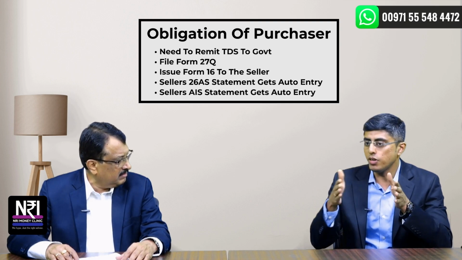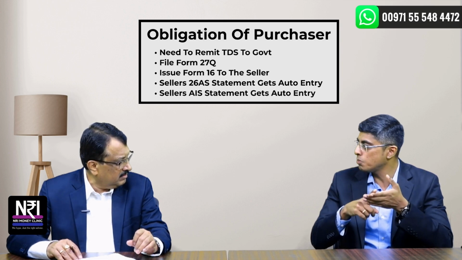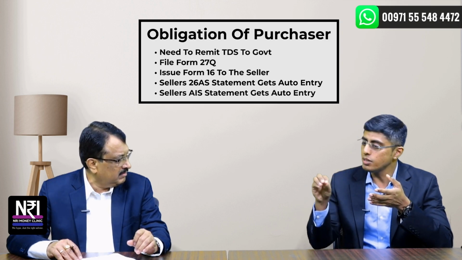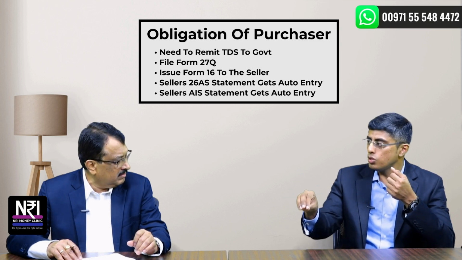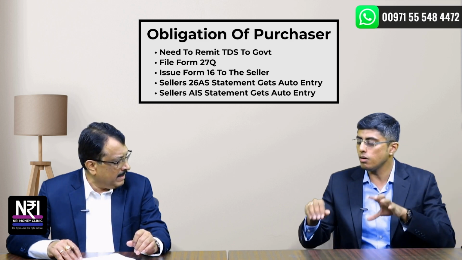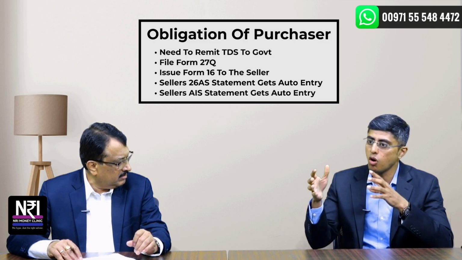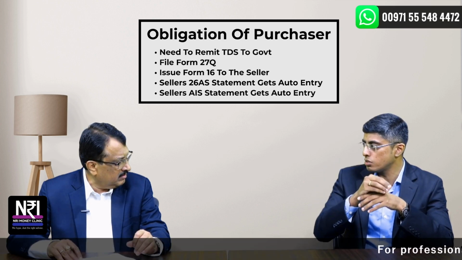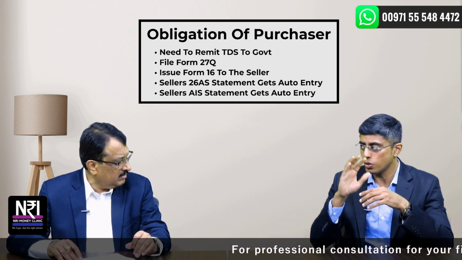Every quarter ends in June, September, December and March. Right after that, he will get an opportunity to file the TDS returns. In that TDS return, in form 27Q, he has to state that so and so is the amount which I have deducted from so and so person, and he has to submit that form 27Q online. Once he does that, it will get processed, and automatically this transaction will get reflected in the 26AS of the seller. Similarly, in the AS of the seller also it will get reflected.